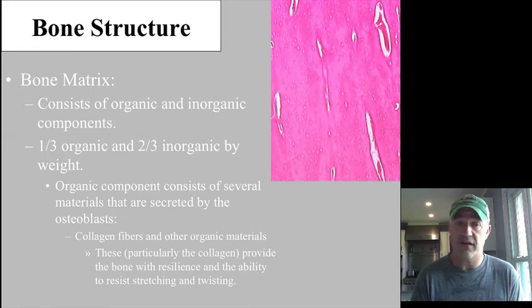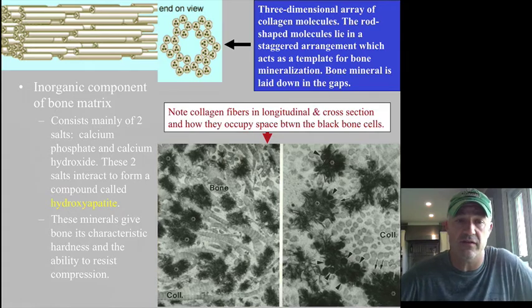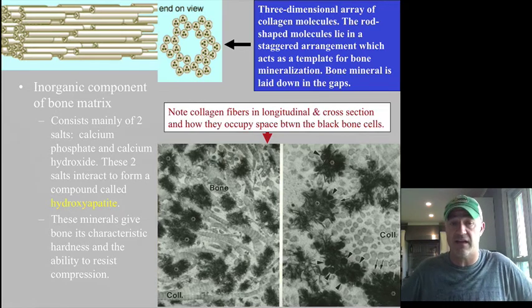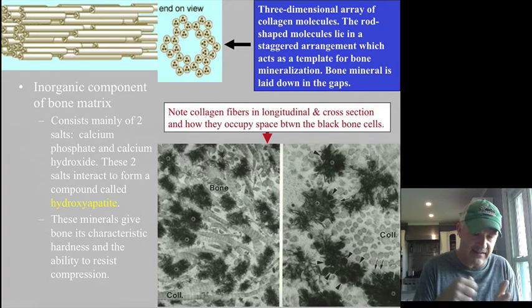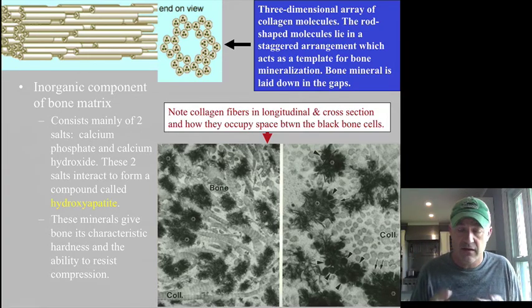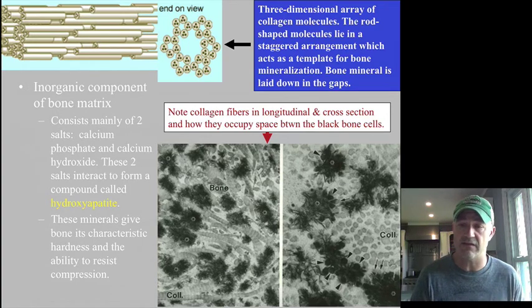The other 2/3 are going to be inorganic. These inorganics are a couple of different calcium salts that go together. Calcium phosphate and calcium hydroxide, when these two salts interact, become something called hydroxyapatite. This is what gives bone its hardness. When you think about bone and its density and toughness, when you hit on it, that ability to not get compressed or really bend much at all, it is this hydroxyapatite that provides that. It calcifies this matrix and makes it quite strong.